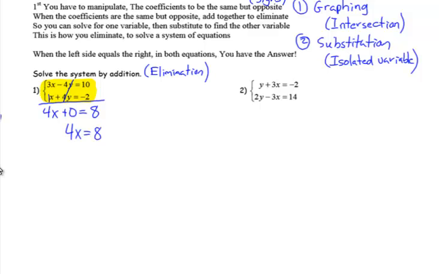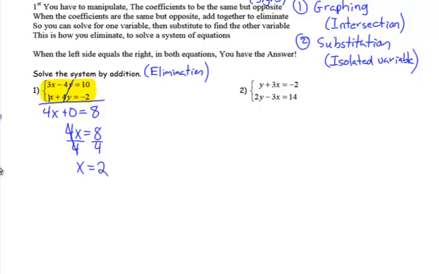So there's the third line of the song. So you can solve for one variable. Push pause. We're going to solve for that. Divide by 4. 8 divided by 4, x equals 2.